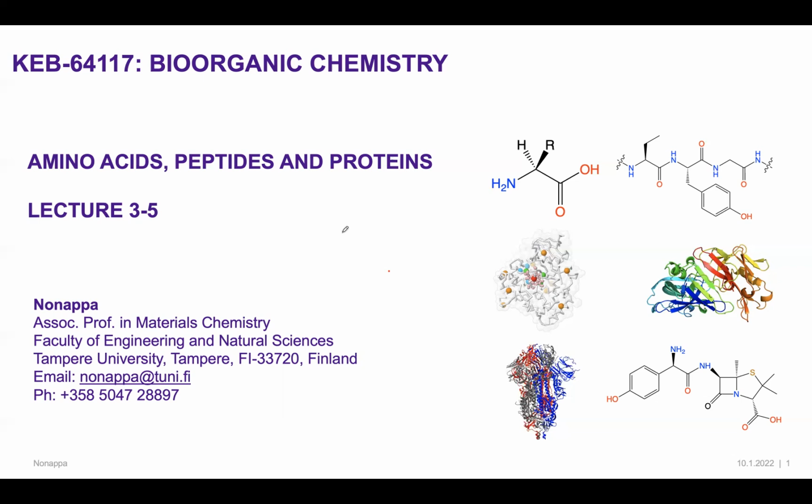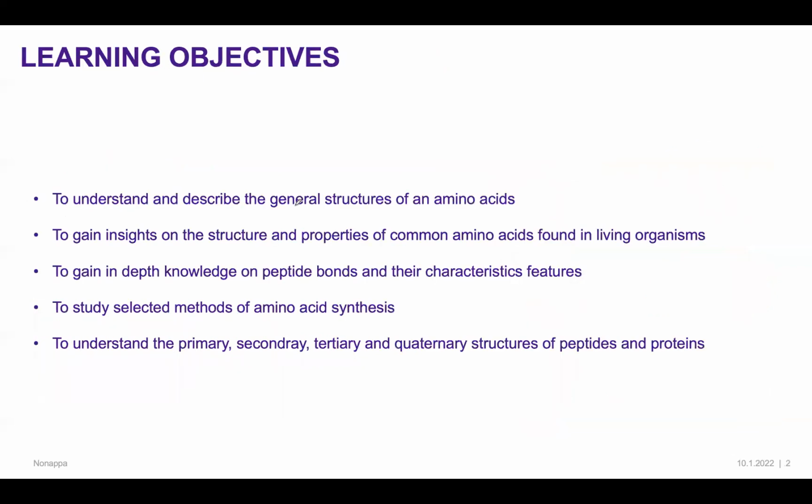Hello everyone. In this lecture, we look into amino acids, peptides, and proteins, some of the basic properties and characteristic features. The main idea here is to understand and describe general structures of amino acids, to gain some insights on their structure properties of common amino acids found in living organisms. We try to gain some in-depth knowledge on peptide bonds and their properties.